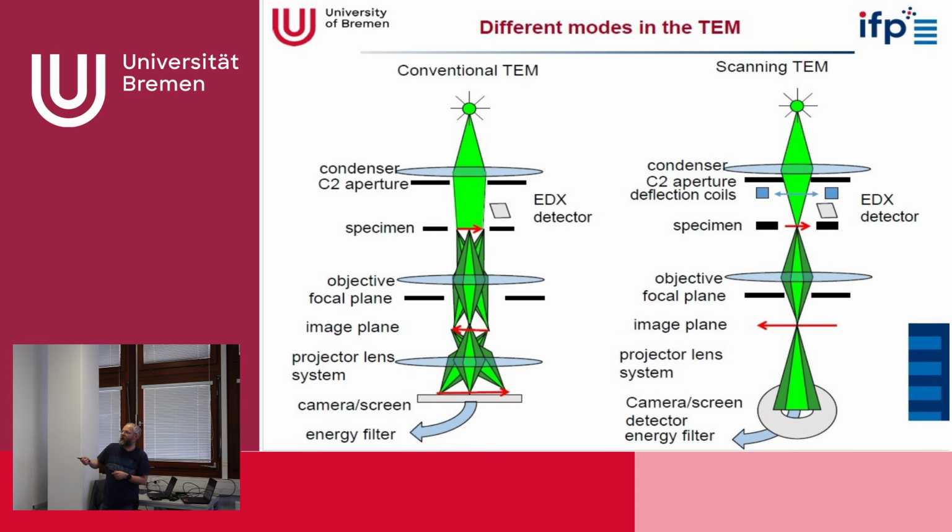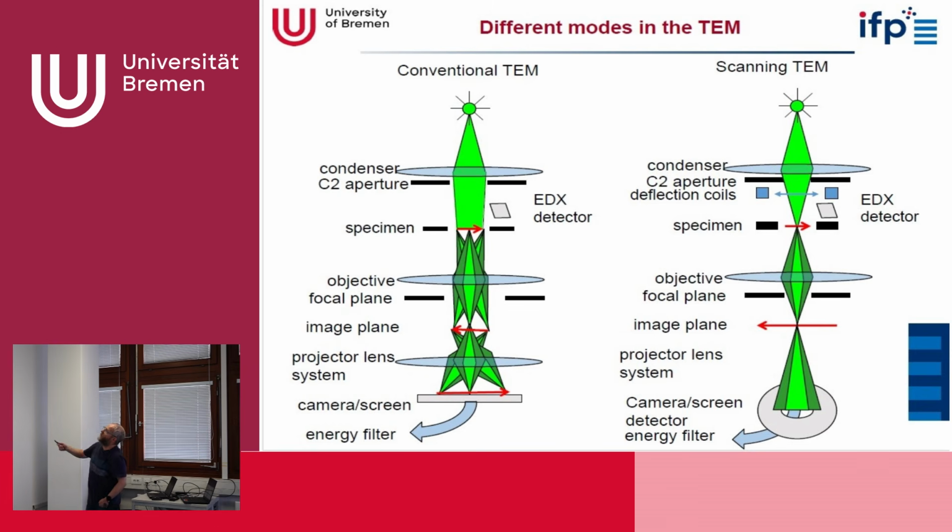On the other hand, I can also insert an aperture in the image plane and select a certain area, and then I can make a diffraction pattern out of this area. So then I can analyze the diffraction pattern of a certain area. This is then called selected area diffraction.